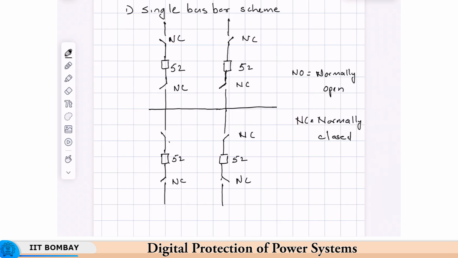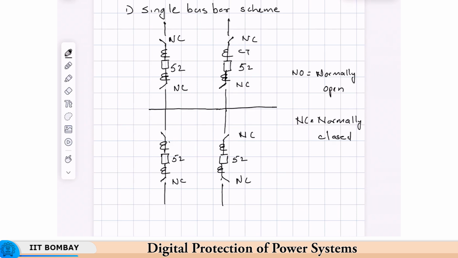Okay. Now, you will have CTs most generally on either side of the breaker. Okay. This element represents a CT. I will write it once here and then we will use the same symbol.